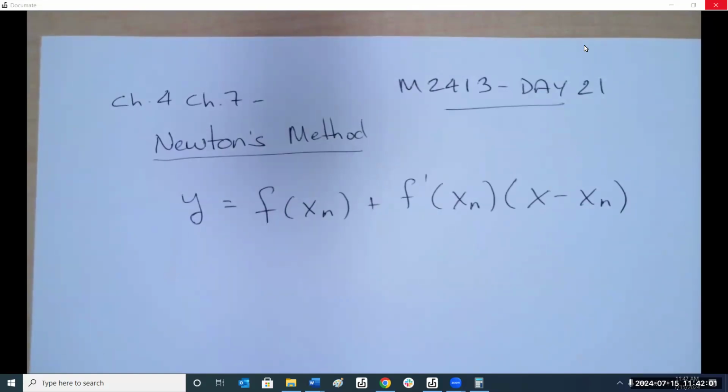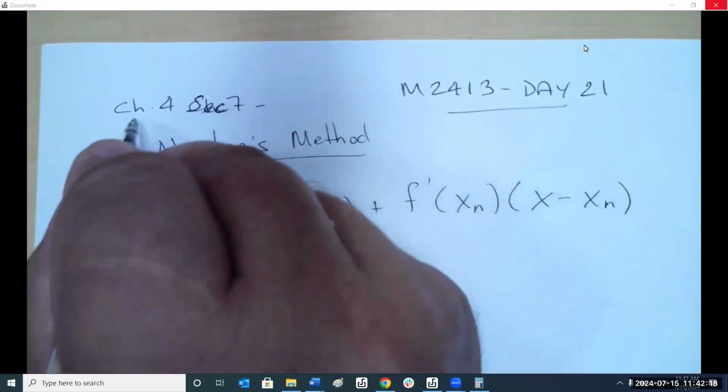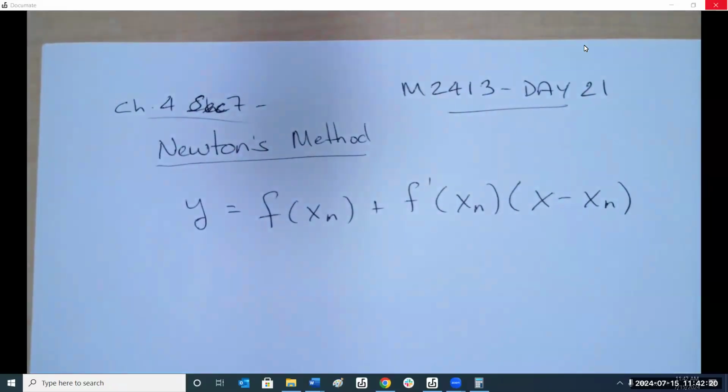What's that? Mm-hmm. Chapter 4, section 7. It is 7, for the chapter. Look at an elephant. It's anywhere from chapter 4 to chapter 7. Good luck in finding it.